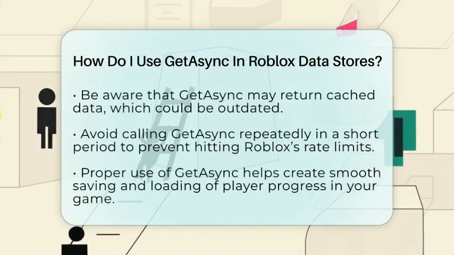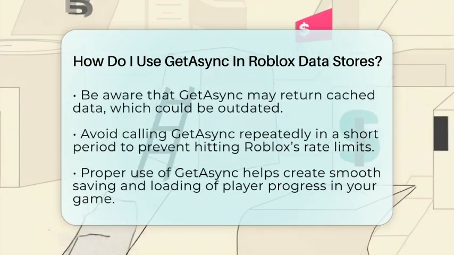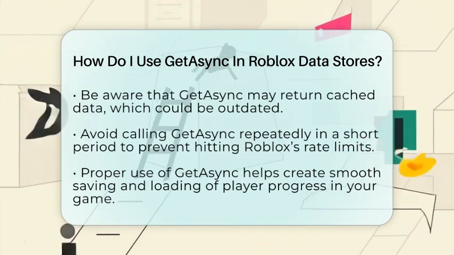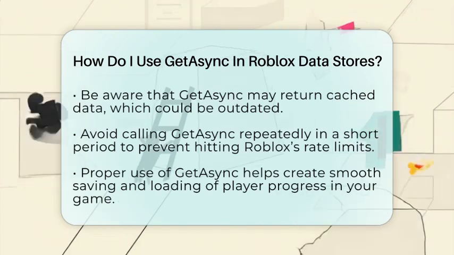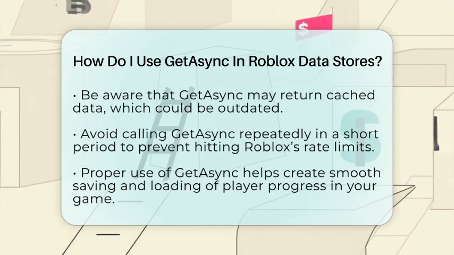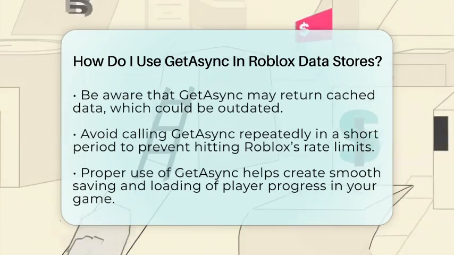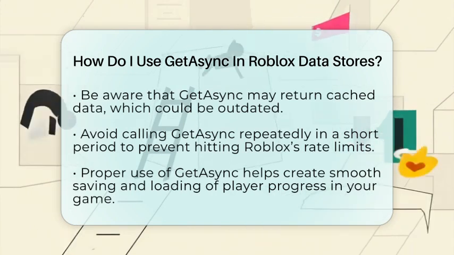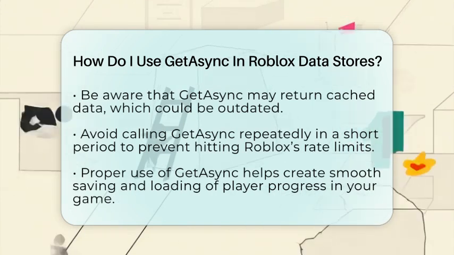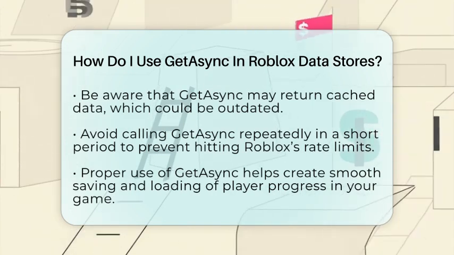Be aware that GetAsync might sometimes return outdated data due to caching, so plan for that. Always handle errors with pcall and consider adding retry logic if needed. Also, avoid calling GetAsync repeatedly in a short span to prevent hitting Roblox's rate limits.